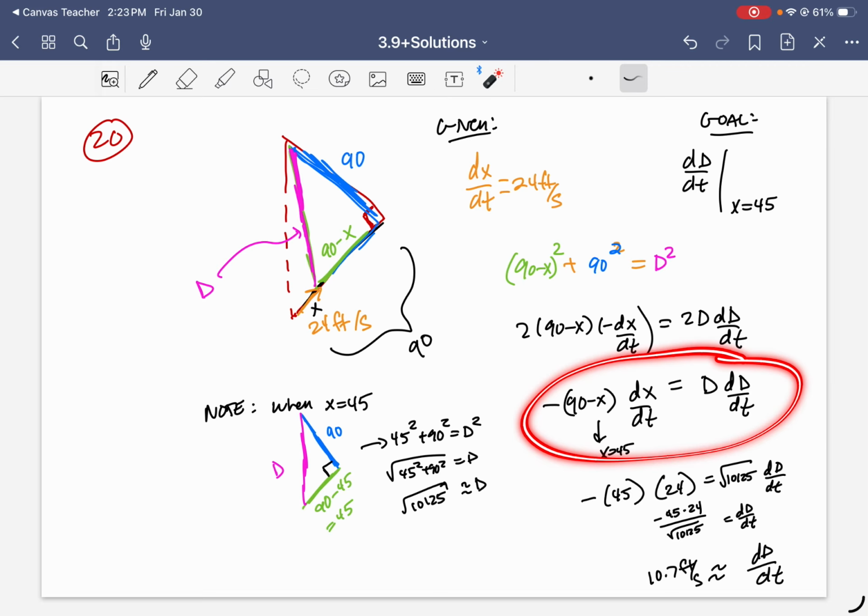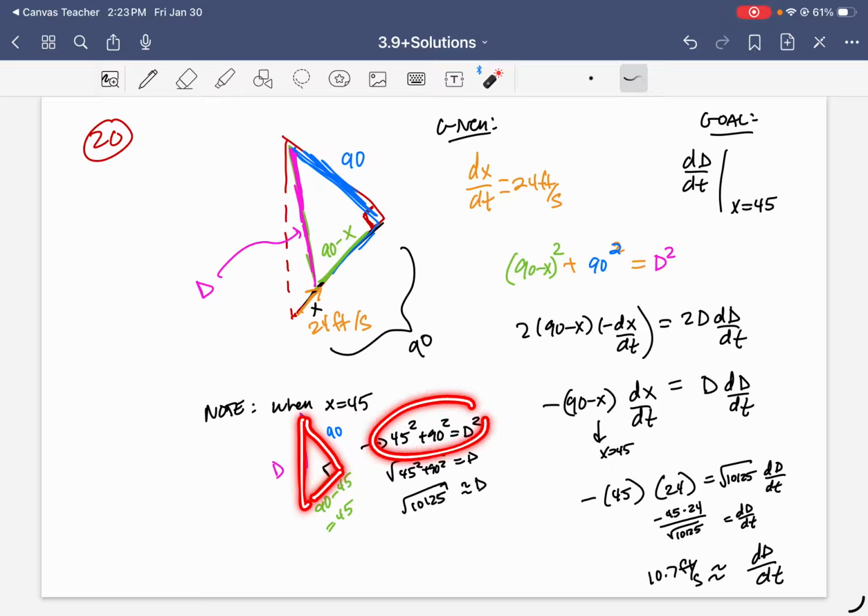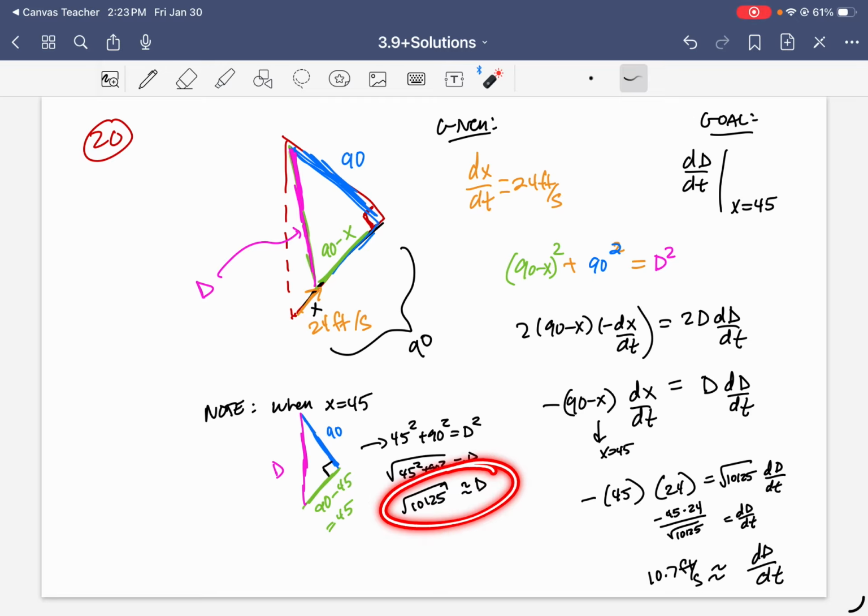So here, if I'm halfway, then x is equal to 45. They told me that dx dt was 24, and then I need to find D. Well, if this is 90, and I've gone 45 this way, well, 45 squared plus 90 squared equals D squared. So D is the square root of 10,125. So this goes here. And when I divide, I end up getting this, which is about 10.7 feet per second. And that's it.